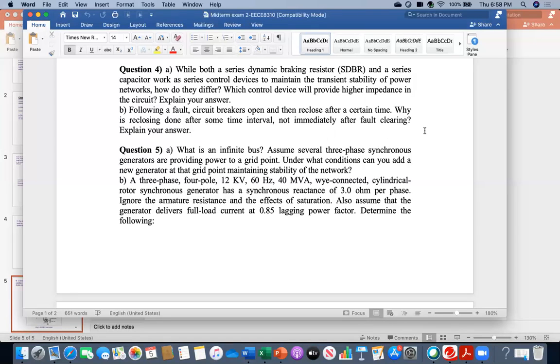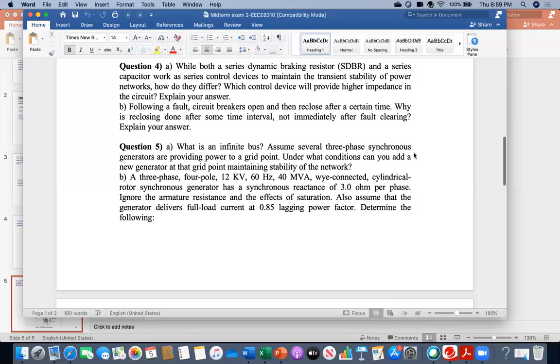Because the arc cannot be extinguished instantly in the circuit breaker, so the circuit breaker cannot reclose immediately. Right, because you have to wait until the arc gets extinguished. Everybody, could you follow me? Yes, sir, clearly. Please note down the answers or correct your answers.